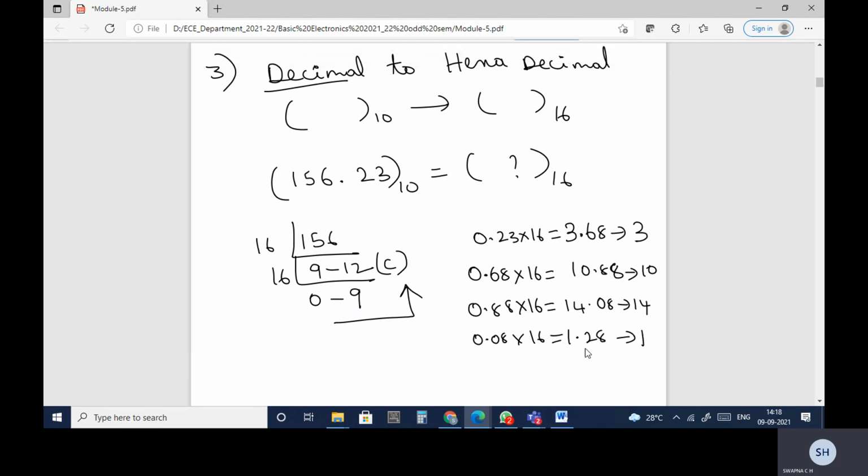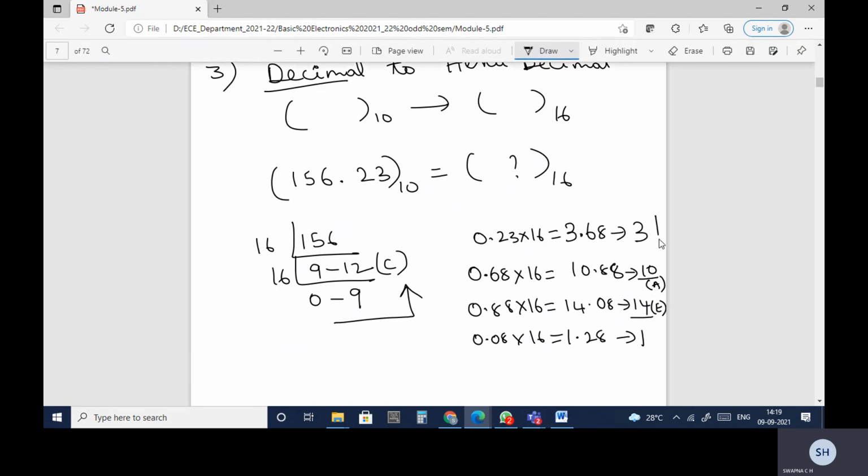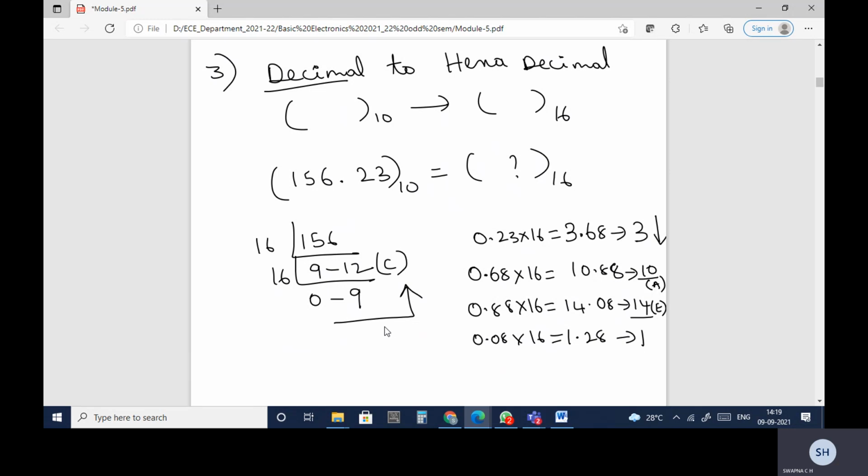So since I'm not getting the fractional part as 0, I can just terminate here. But here if you observe, I've got a 10 and here I've got a 14. So 10 and 14 will not be there in hexadecimal. Instead of 10, you have A, and instead of 14, you have E. So now I need to write this from top to bottom, and the integer part from bottom to top.